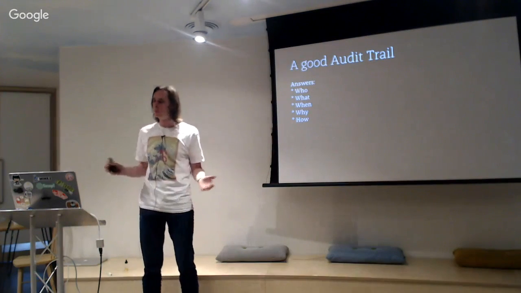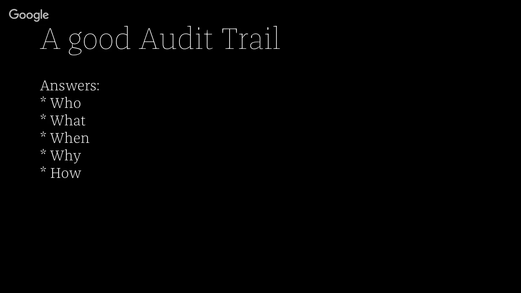The answer of "we don't know what's going on" is not necessarily the right thing to do. So what do we need in a good audit trail? Well, we need five things. We need to know who, what, when, why, and how.